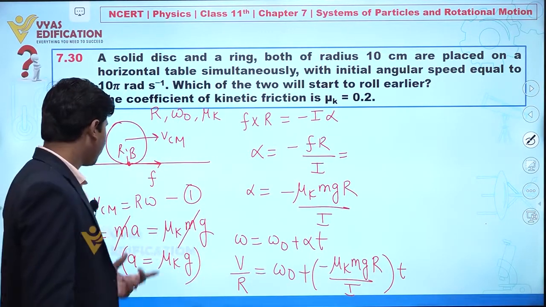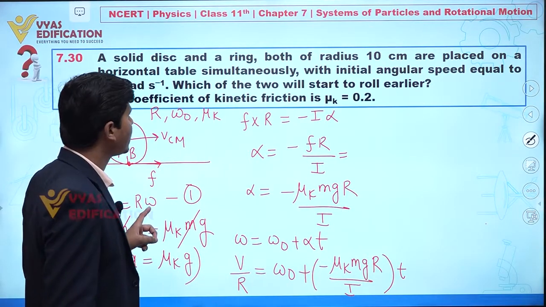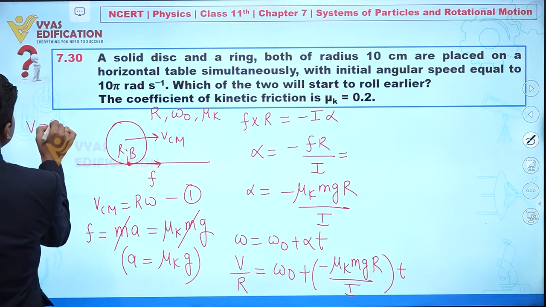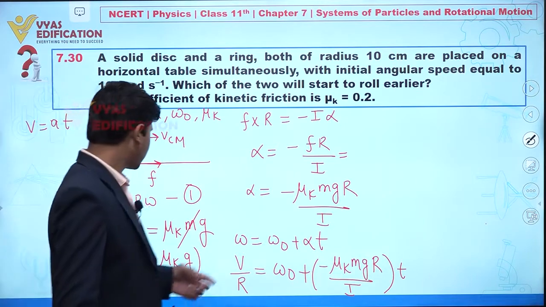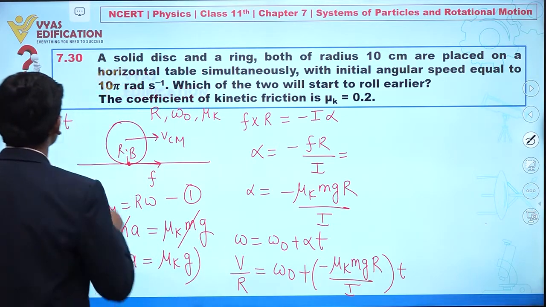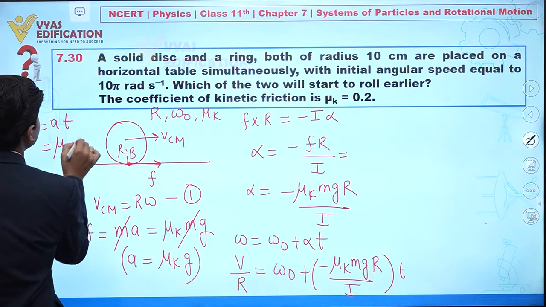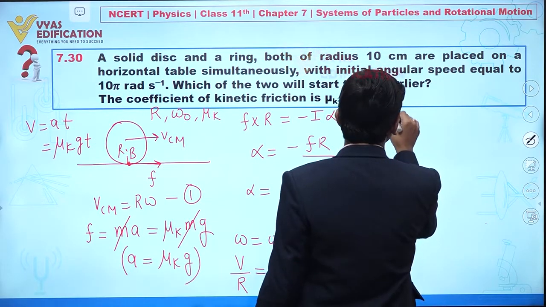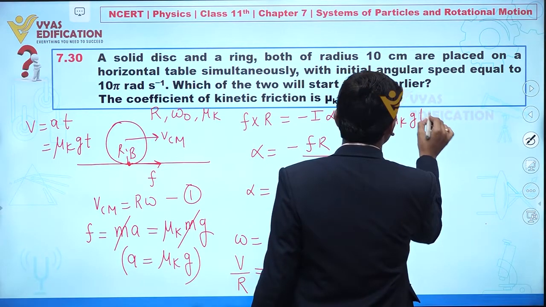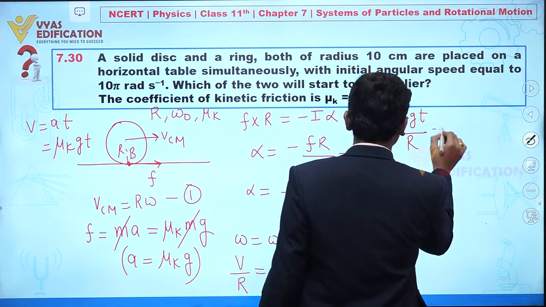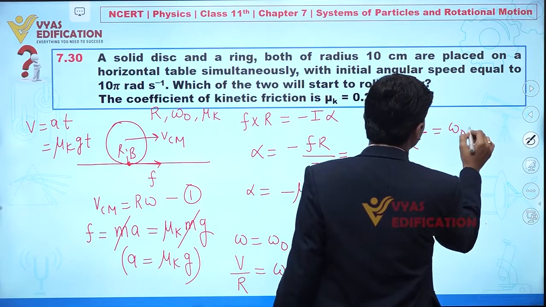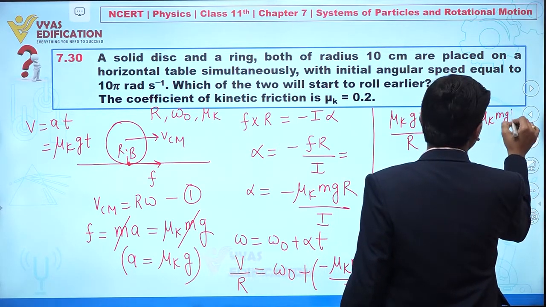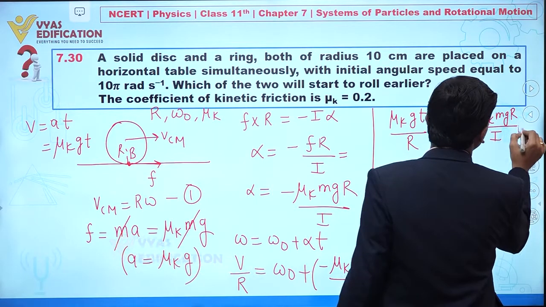Clear? What is the value of V? We can put the value of V like this. Clear? We know V equals U plus at. Clear? The value of acceleration we have is mu k into g. So I can say V is equal to mu k g t. Clear? So I can put that value here. Clear? So mu k g t divided by R is given by omega naught minus mu k mg R by I, multiplied with t.